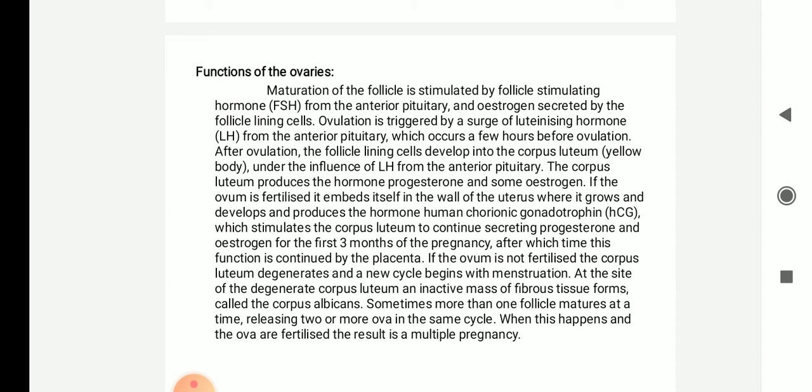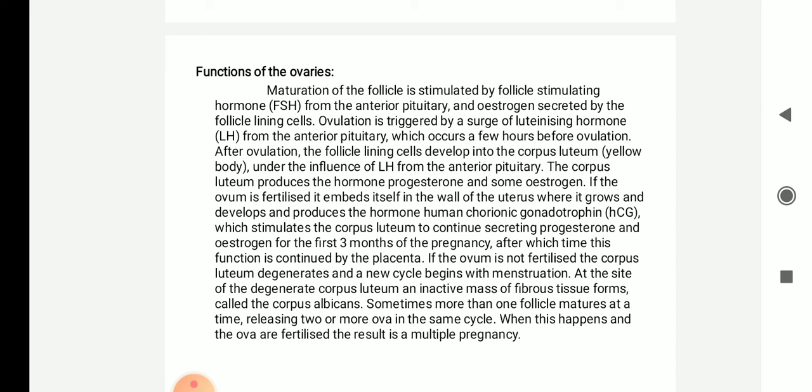If the ovum is fertilized, it embeds itself in the wall of the uterus, where it grows and develops and produces the hormone human chorionic gonadotrophin, the HCG hormone, which stimulates the corpus luteum to continue the production of progesterone and estrogen for the first 3 months of pregnancy. After the 3 months, the placenta starts to secrete progesterone and estrogen.